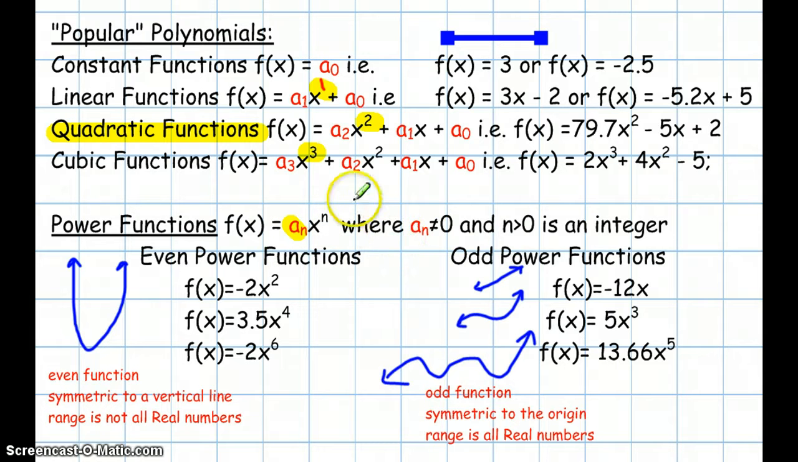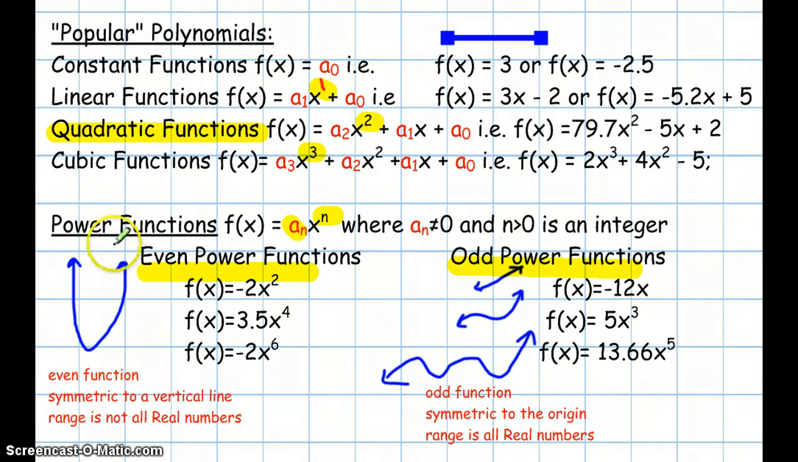The degree of a power function is, of course, the only power, because it only has 1 coefficient, and that power is n. If you were to graph power functions, there are 2 types: even power functions and odd power functions. All even power functions look like parabolas. It doesn't matter if it's x squared, x to the 4th, x to the 6th, or x to the 20th. If it's an even power, when you graph it, it's going to look like this. As you can see, these are all even functions.